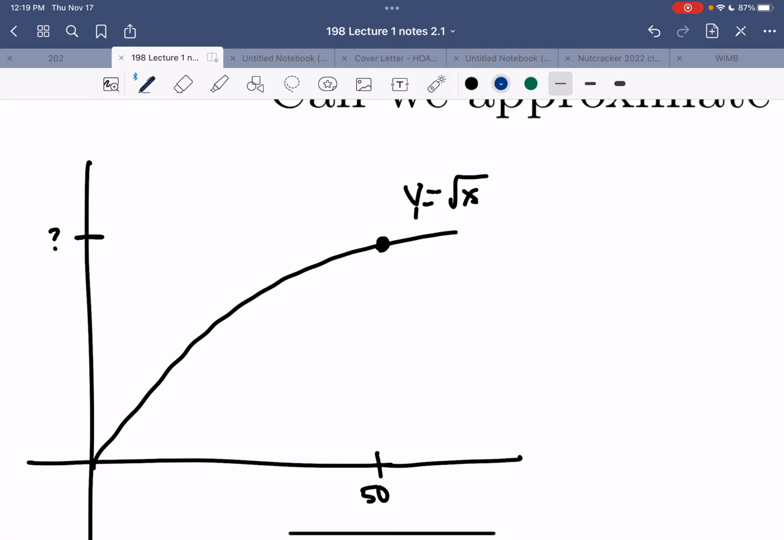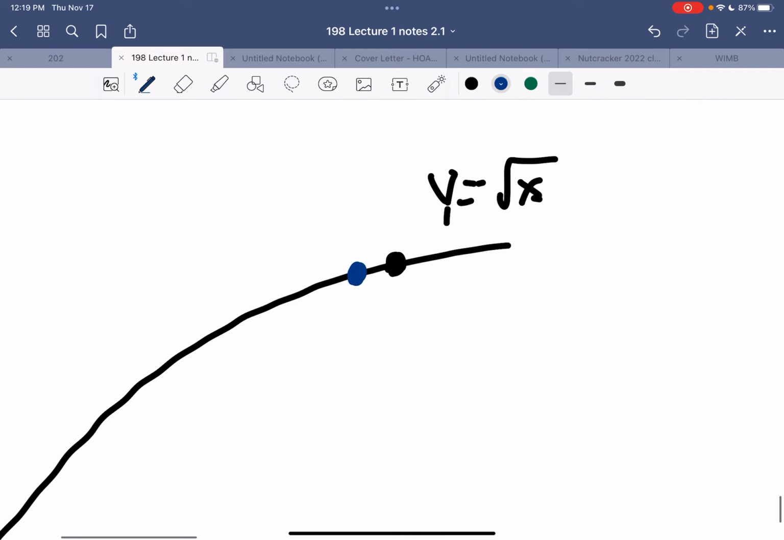But we do know that there's a number close to 50 that we know the answer to. So 49 is a perfect square. And that one we know corresponds to the number 7. Square root of 49 is 7. Okay, so can we use this to figure out an approximation for the square root of 50? So I want to know what the y value is right there.